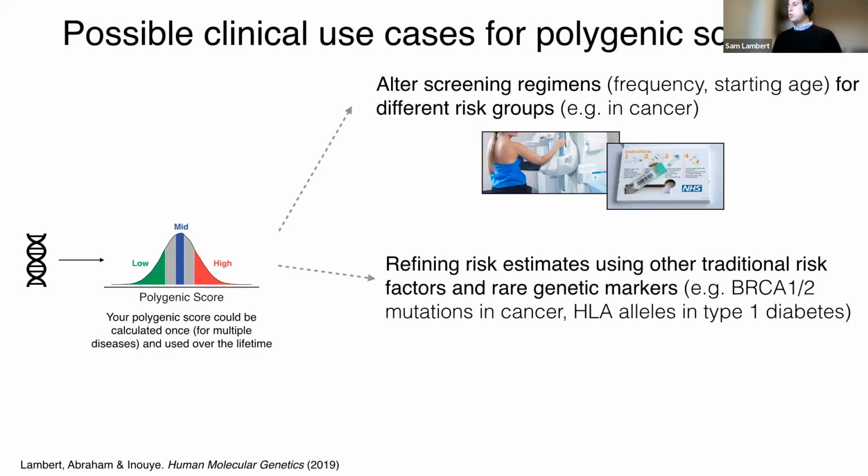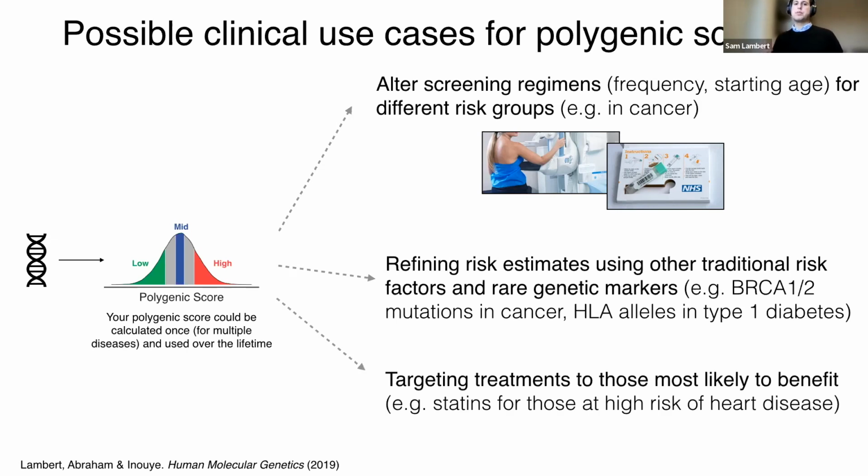We can also use them to refine risk estimates using other risk factors like blood pressure and cholesterol or other rare genetic markers that are already used. People might be familiar with BRCA mutations in breast cancer or prostate cancer as well. We might want to refine these risk estimates, and the polygenic scores add a little more granularity to those predictions and can improve those for carrier screening.